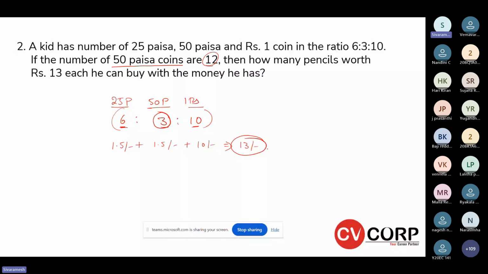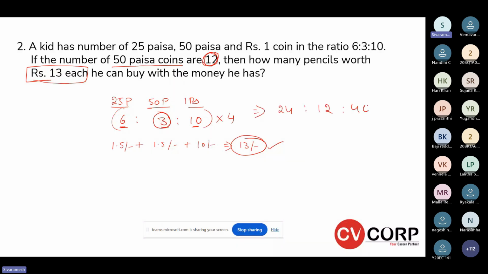How many pencils worth 13 rupees each? Each pencil is 13 rupees. How many pencils can he buy with the money he has? Now here the condition, if you observe, is that the number of 50 paise coins he's having is 12, while the actual ratio has 3. How can we make 3 into 12? We should multiply that entire ratio by 4. Now the new ratio I will get is 24 is to 12 is to 40.